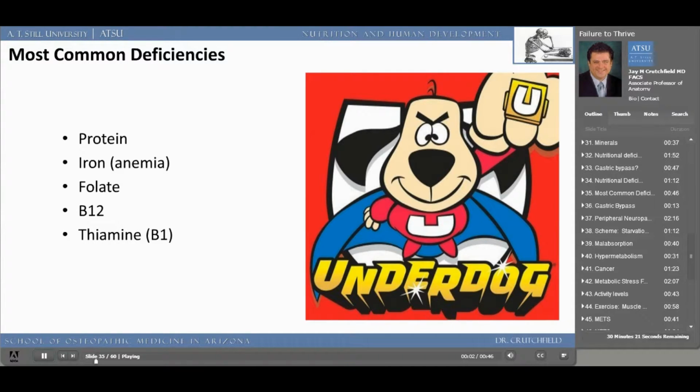The most common deficiencies you know about: protein deficiencies, mostly in patients that you'll see who have cirrhosis or patients who have kidney disease. Iron, causing a microcytic anemia. Folic acid, this can be dangerous in a woman who's pregnant, which can lead to a neural tube defect in the baby. Vitamin B12 in patients with Crohn's disease or gastric bypass. And thiamine, vitamin B1. These are the most current ones that you'll see in America and need to address.